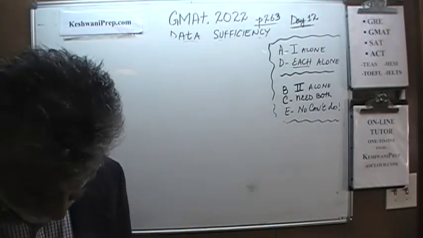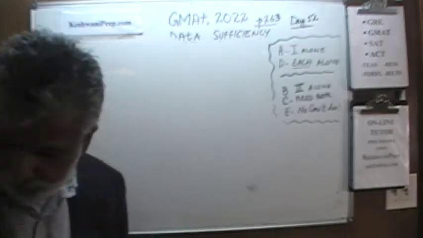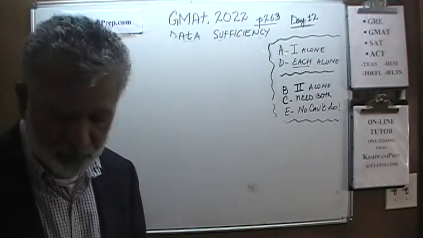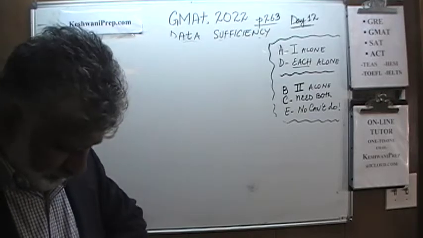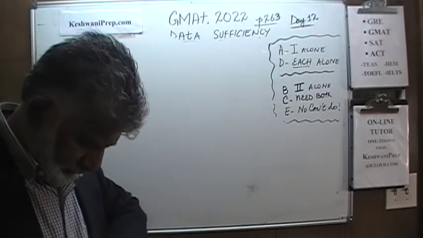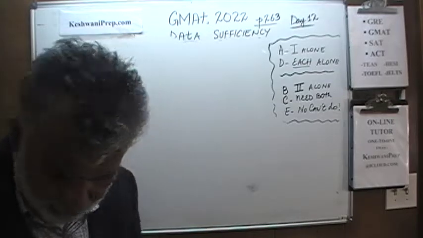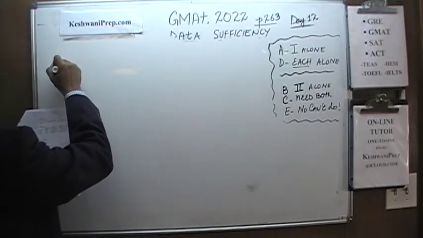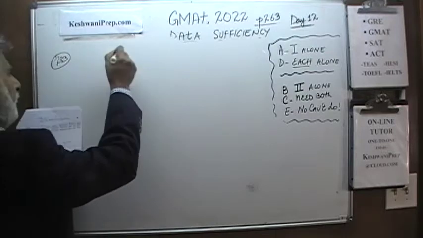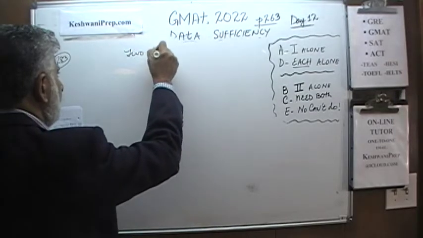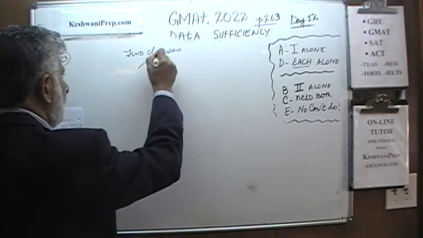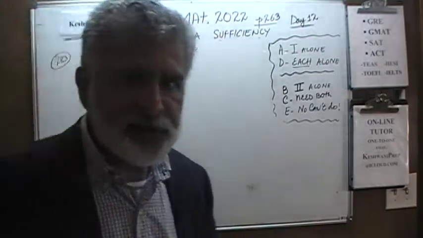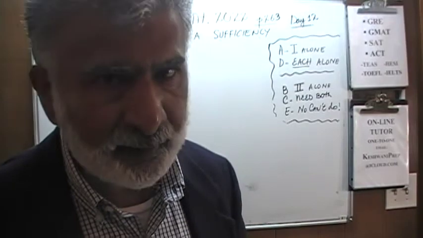So the very first problem that you see there on page 263 is number 283. Let's take a look at it. Number 283. In number 283, we are told that we have two classes, A and B. And we are told that each student in class A turns in 7 assignments.